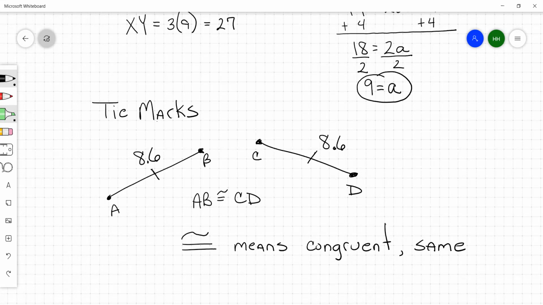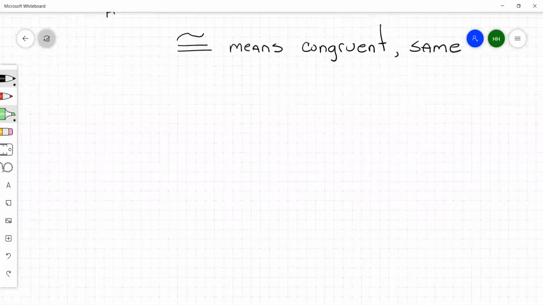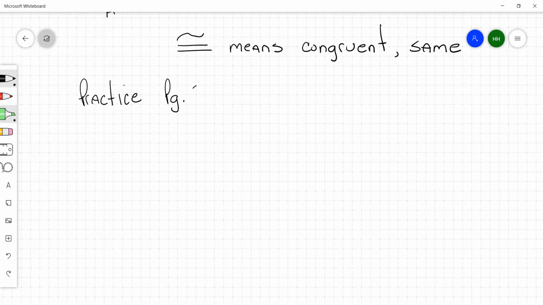Any questions on what we've talked about today? So I'm going to give you some practice problems to do. That's going to be page 3 and 4. All the problems. We already did some of them together. If they were a little confusing, go back and do them again on your own.